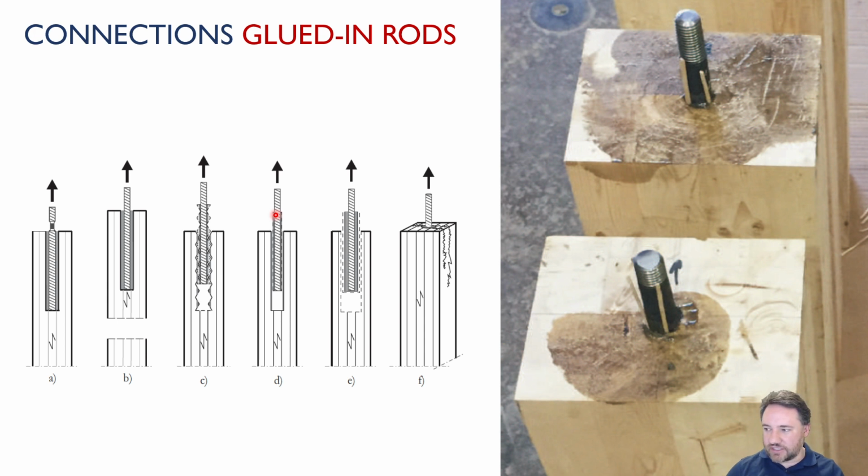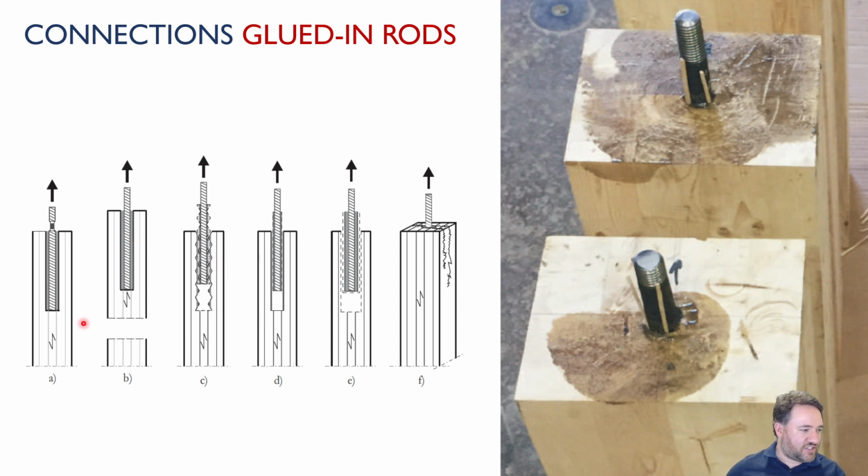Another type of connection that's becoming popular, and a lot of research has been done on, is called glued-in rods. And this is a connection where you take basically a threaded steel rod, and you drill a kind of large hole in the wood member, and you put the threaded rod into the hole, and you fill all the space here with epoxy, which is a type of glue, and that's why it's called glued-in rods. So it's not very complicated. You take a rod and you glue it in, and then you make a glued-in rod.